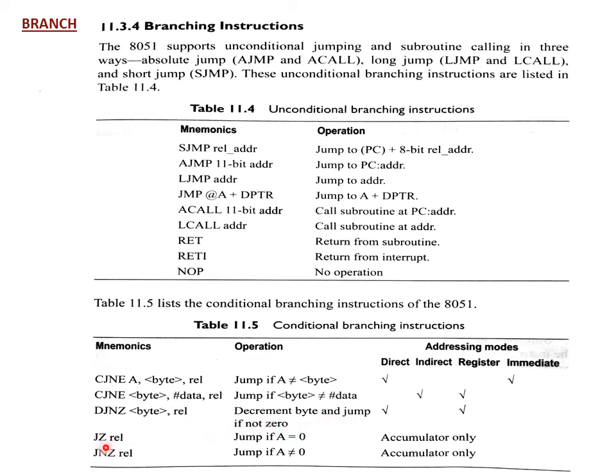Next, JZ REL. This will jump only if the accumulator is 0. JNZ REL will jump only if A is not equal to 0. If you observe all these instructions, these are conditions you are specifying: CJNE, DJNZ, JZ, JNZ.